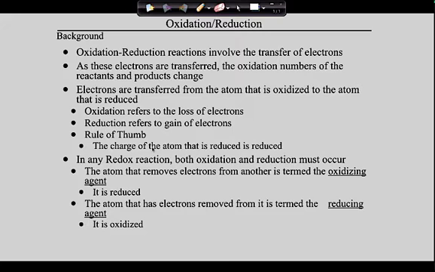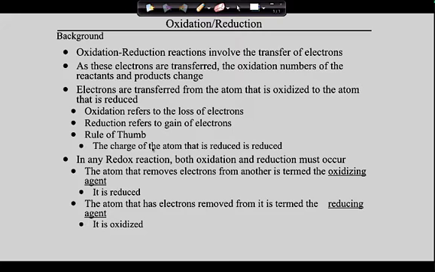Does that make sense? And then similarly, when we talk about reducing agents, a reducing agent is causing reduction in something else. So the something else is being reduced, gaining electrons. That means the reducing agent, which is causing reduction in the other guy, has to lose electrons to cause the other guy to be reduced. That means the reducing agent is oxidized. So it's opposite, because we're talking about what's happening in the other guy.